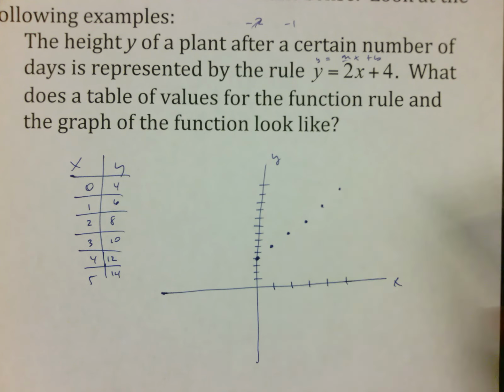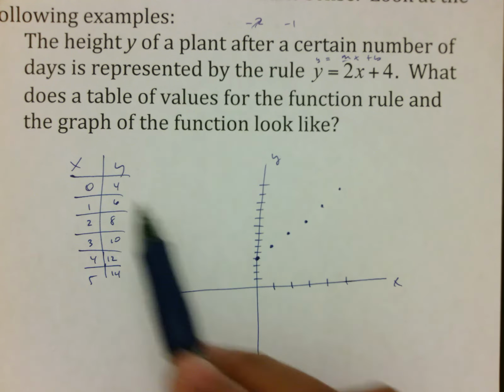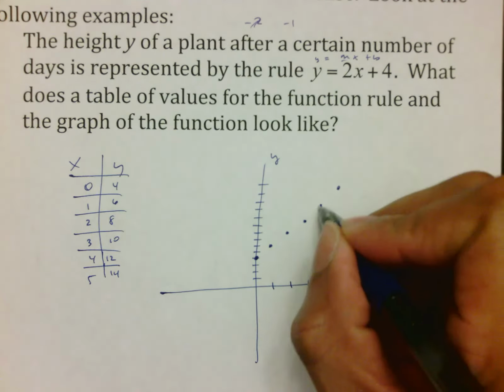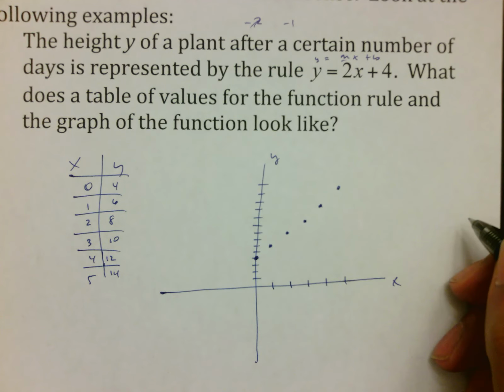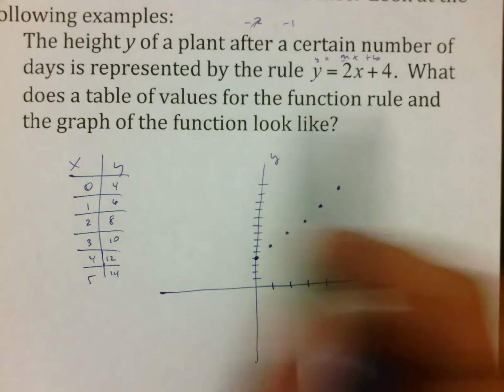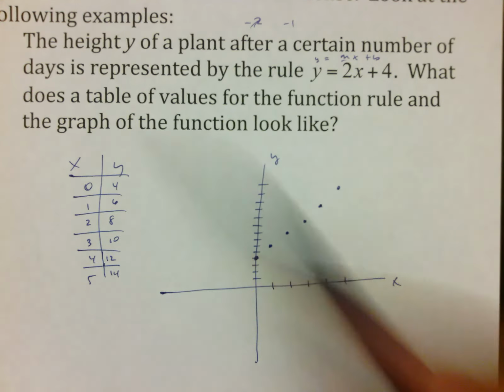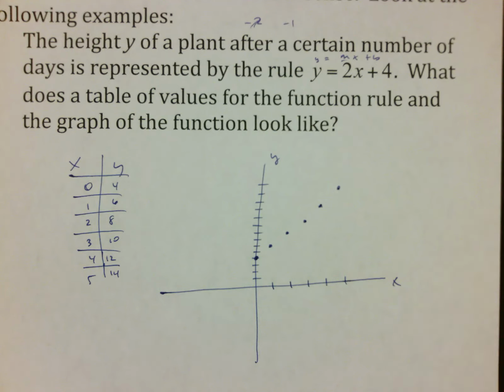Now, your graphs won't always look like a line when you graph them, which is why if you want to know if it's linear, the best thing to do is look at your table, but that's pretty much it. You just get the graph, put those two parts there, and that would be it. So again, it wants to know what the table of values looks like. That's here. It wants to know what the graph looks like. That's here. That's all it takes.